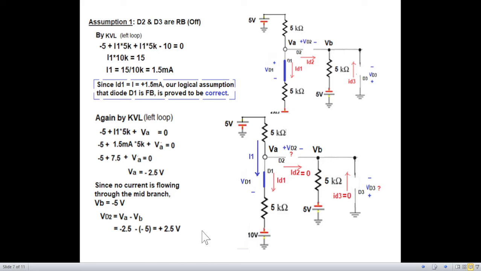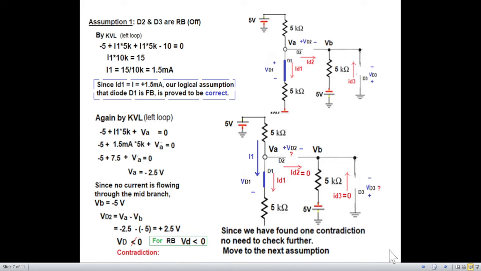Now here we have to use the condition that for reverse bias, which we have assumed, VD has to be less than 0. In our case, VD is positive, not minus. VD is not less than 0, and therefore we say that this is a contradiction. And here is another important point: since we have found one contradiction, there is no need to check further. We just move to the next assumption.